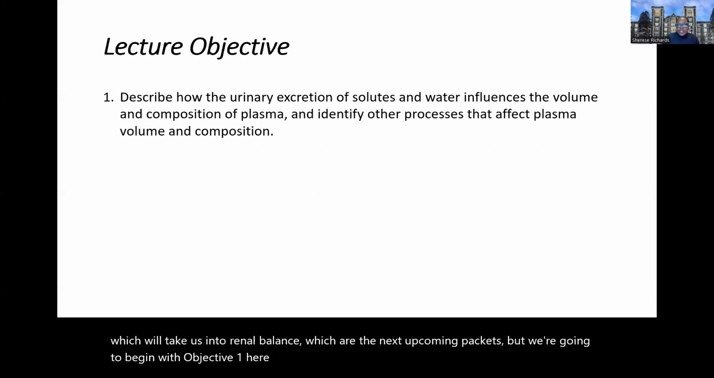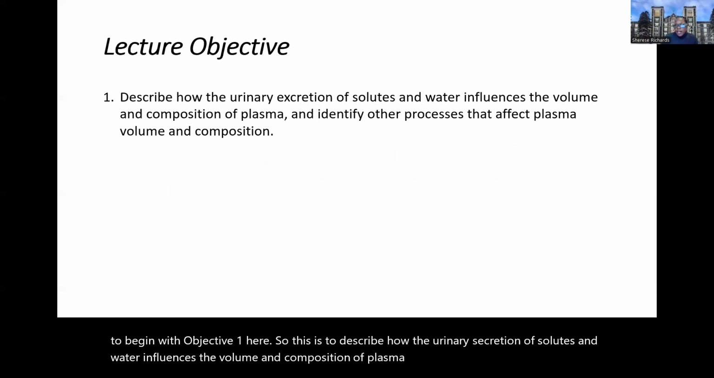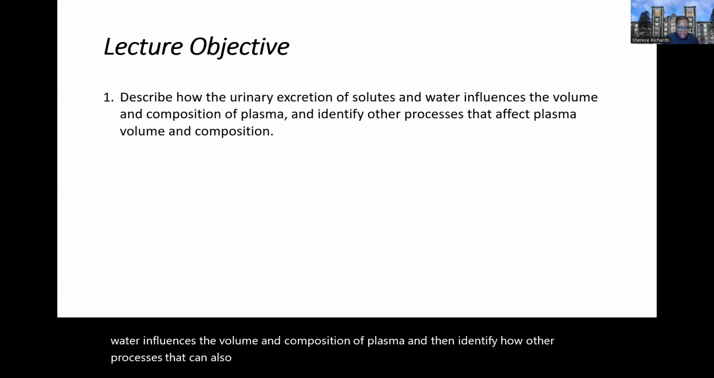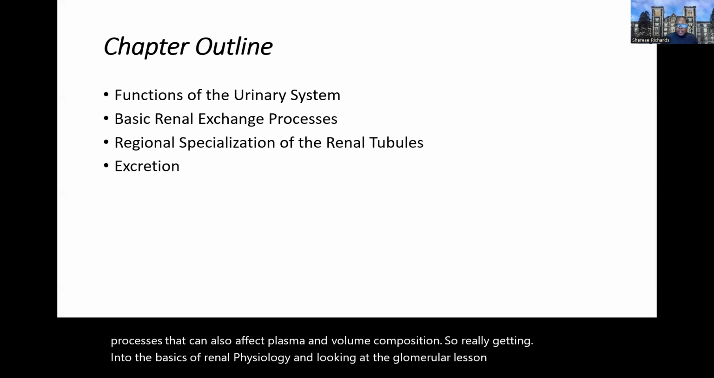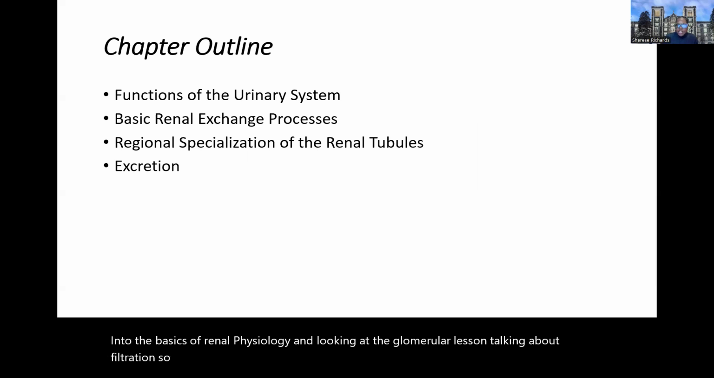So this is to describe how the urinary secretion of solutes and water influences the volume and composition of plasma, and then identify how other processes can also affect plasma volume and composition. So really getting into the basics of renal physiology, and looking at the glomerulus and talking about filtration. So we'll talk about the functions of the urinary system, the basic renal exchange process, again, starting at that glomerulus.